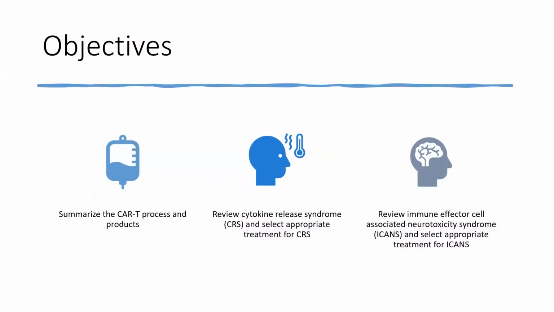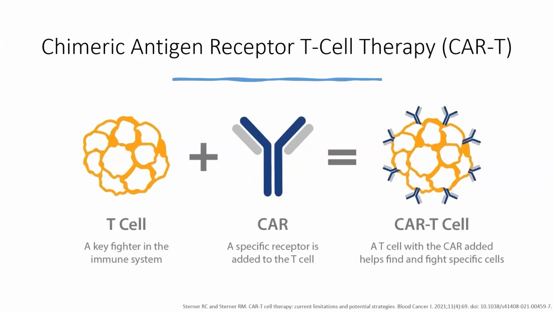And so a few objectives today. First, we're going to summarize the CAR T process and products. We'll then review cytokine release syndrome, or CRS, and select appropriate treatment for CRS. And then finally review immune effector cell-associated neurotoxicity syndrome, which is ICANS, and then select appropriate treatment for ICANS.